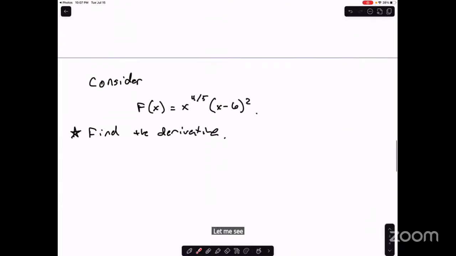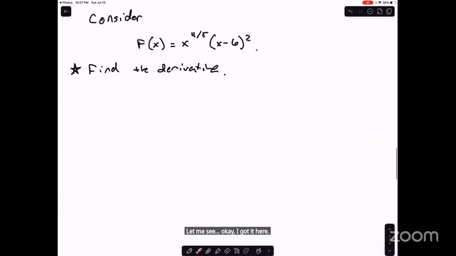Okay, I got it here. All right? So if we want to find a derivative, first times the derivative of the second plus the second times the derivative of the first. Okay? So then f prime, the first is this guy, this x to the power of 4 over 5.